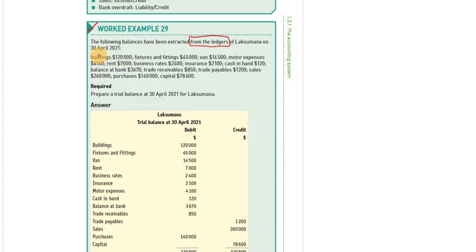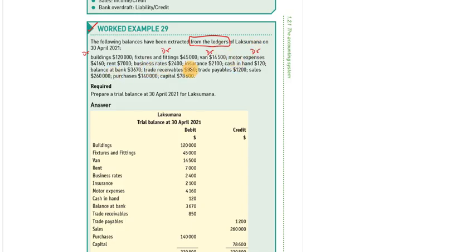You know that building is an asset, so building has a debit balance. Fixture and fittings are a non-current asset, so a non-current asset has a debit balance. Motor expense is not an asset, it is an expense incurred by the business, so the nature of the expense will be debit.